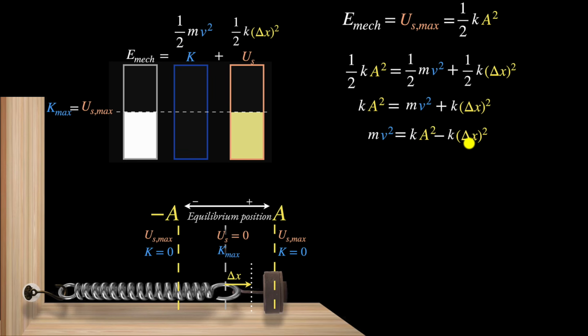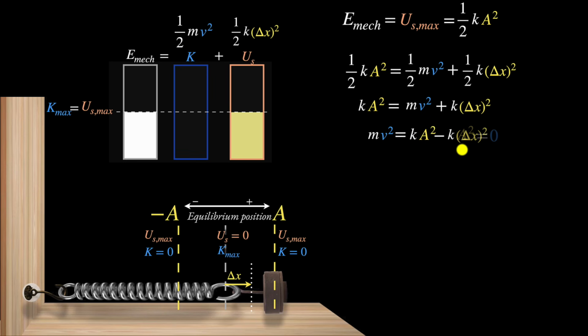So let's test it out. Let's see if this makes intuitive sense. What happens if I put delta x as A? Well, then I get A squared and this becomes 0. Does that make sense? Yes, because when delta x is equal to A, we are at this particular location, we have 0 kinetic energy. We already saw that, so this makes sense.